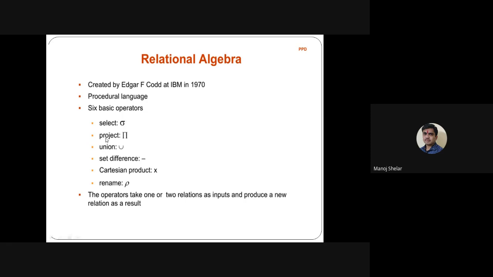The second one is the project operation, denoted as pi. I think all of you know, suppose student is one relation, so roll number, name, and address are the attributes of the student relation. And here suppose we want to display the roll number and name of the student relation.